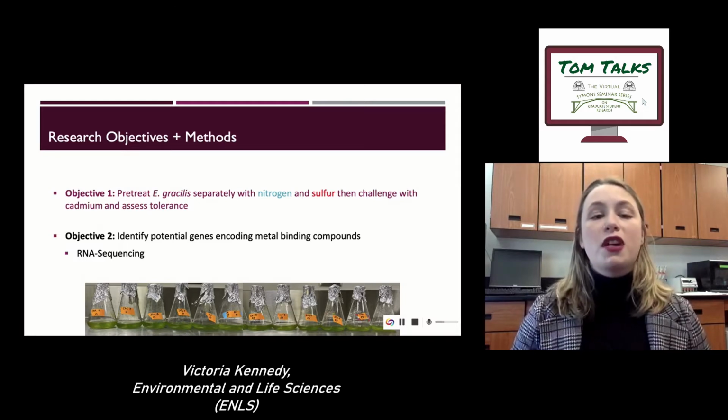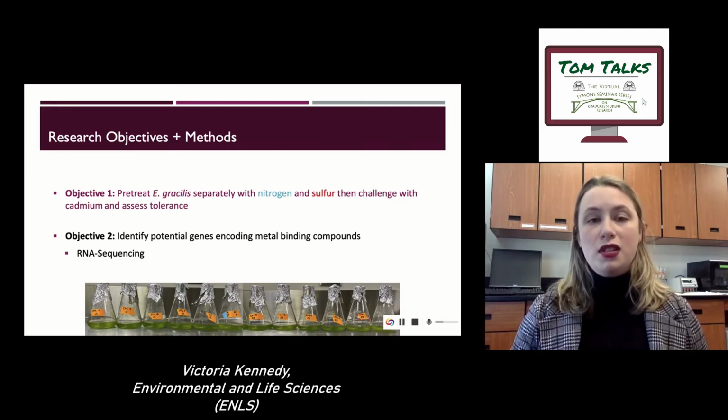My first objective is to pre-treat Euglena gracilis separately with nitrogen and sulfur, and then challenge it with cadmium in order to assess any changes in tolerance as a result of the pre-treatment. My second objective is to identify potential genes that could be encoding for these metal binding compounds using RNA sequencing.